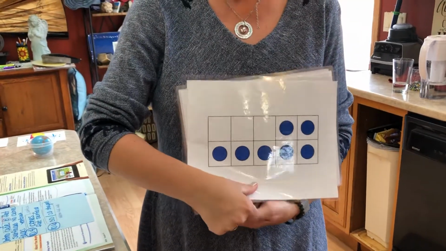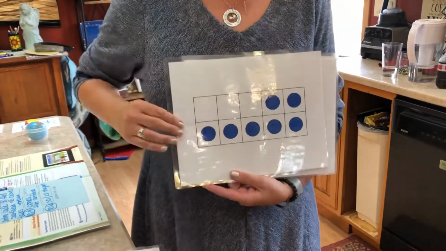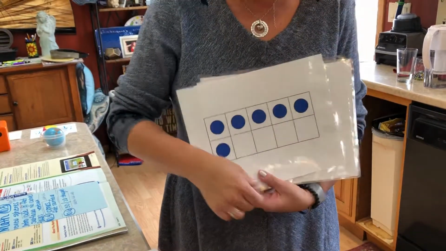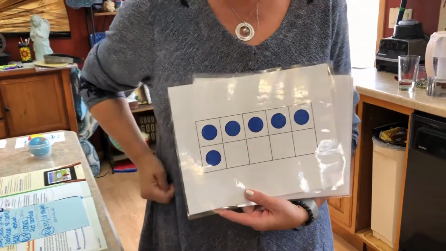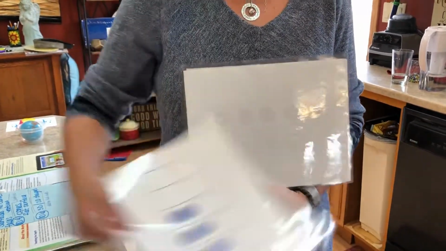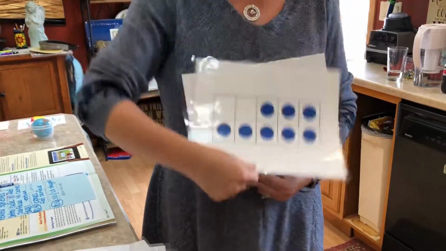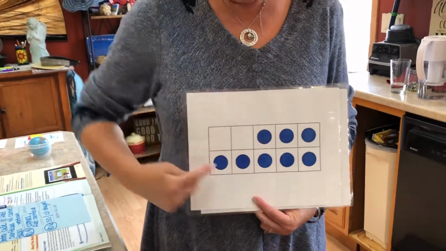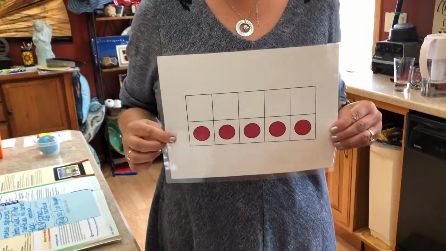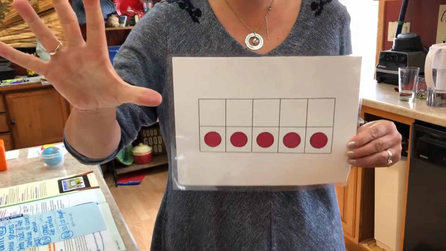Next. Now my brain sees 5 and 2, so I knew it was 7. Next one, 5 and 1 more, 6. 3. 5 and 3 more, 8. And when half of the 10 frame is filled, your brain should know right away, 5.